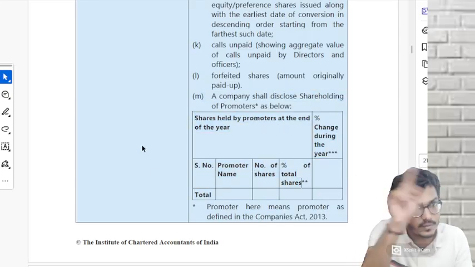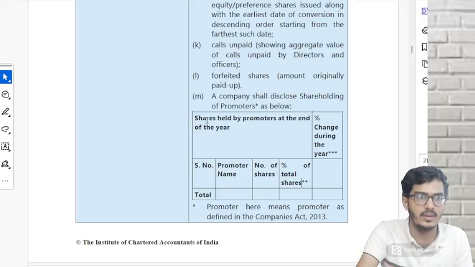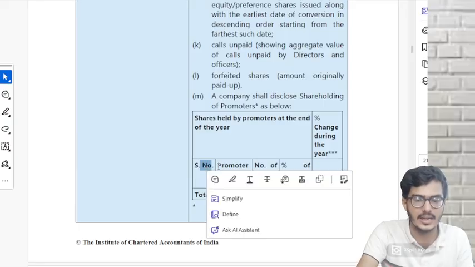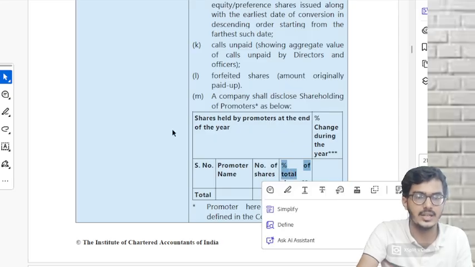Am I right? In what we have to disclose? In this only they have to disclose. In the exam, how will they ask? The company's shareholding was held by the promoters, and the disclosure given by the company in the notes to accounts was serial number, promoter name, number of shares, and percentage of total shares. Is the disclosure right? No.